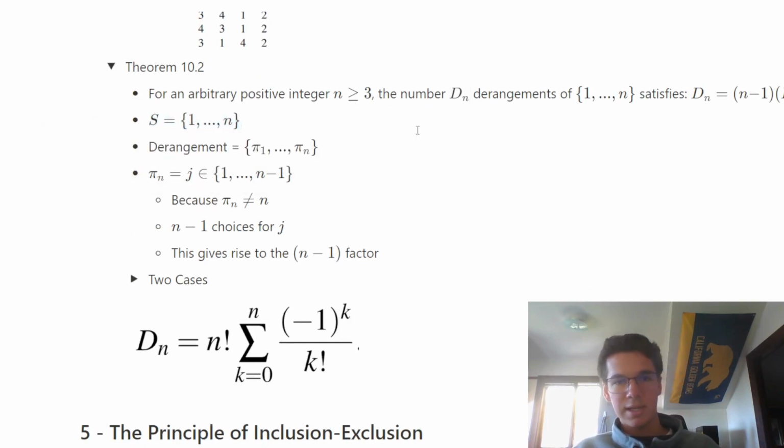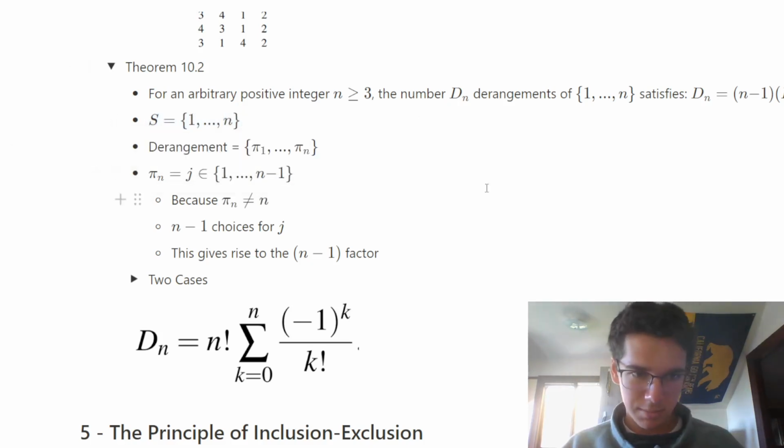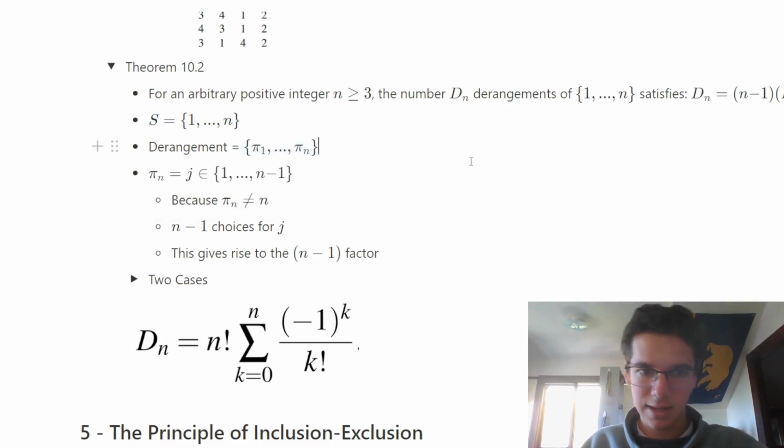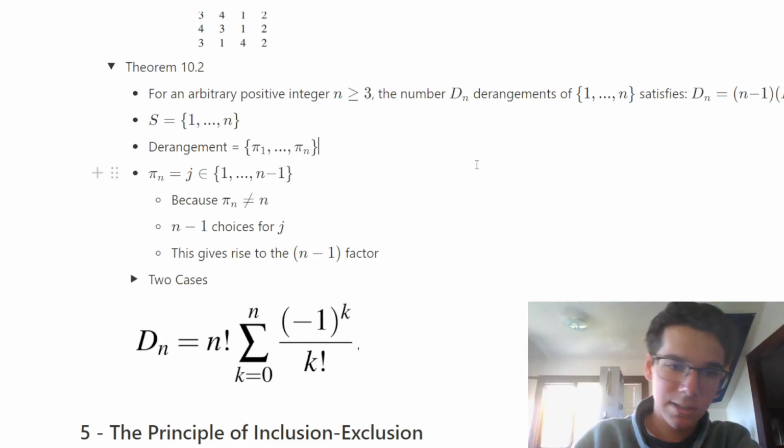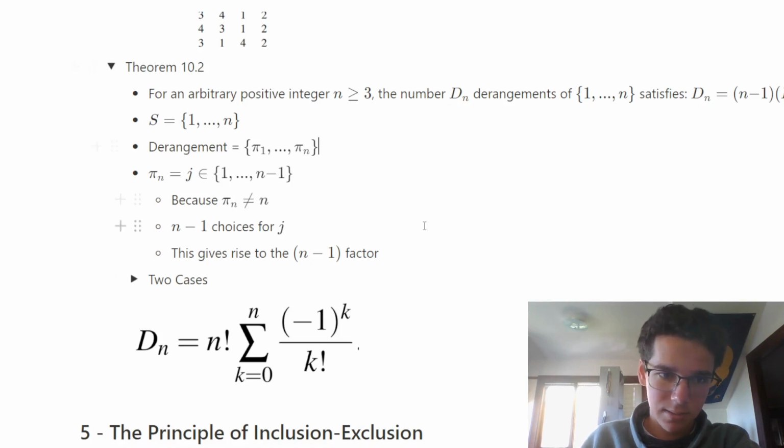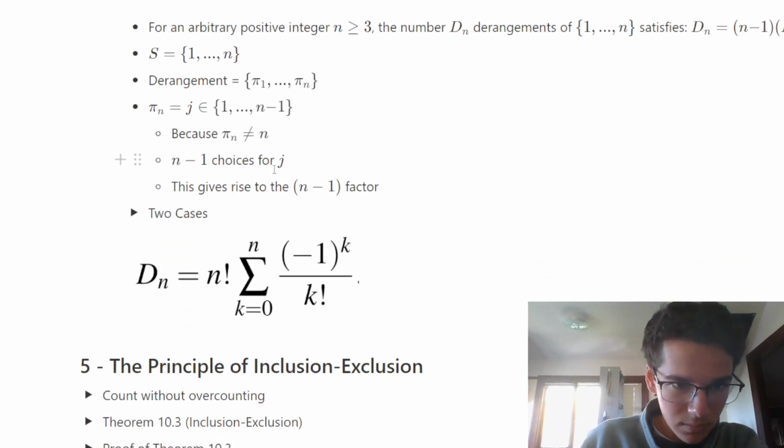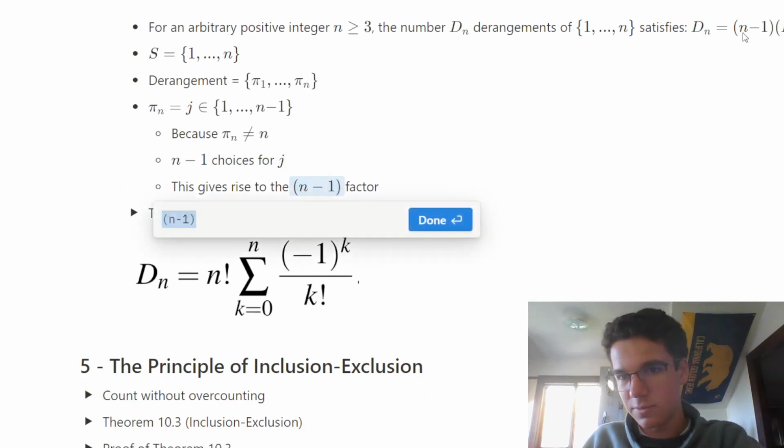Alright, so how does this work? Again, our initial set has n elements in it. A derangement is going to be represented by pi 1 through pi n, where no elements in the derangement line up with the element in S, as we've discussed. That means pi n, the nth element in the derangement, must be an element between 1 and n-1, because by definition it can't be n, otherwise it wouldn't be a derangement. So there's n-1 choices, and I guess that's where the n-1 factor comes from.